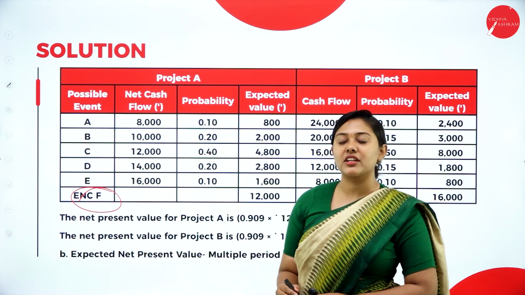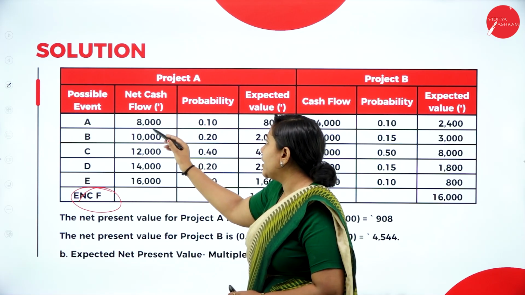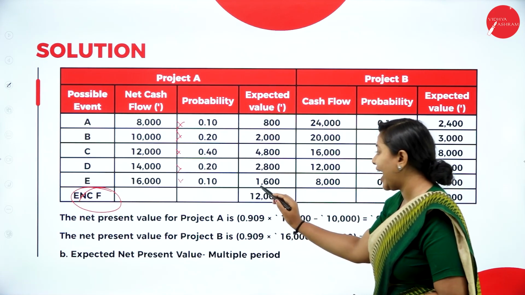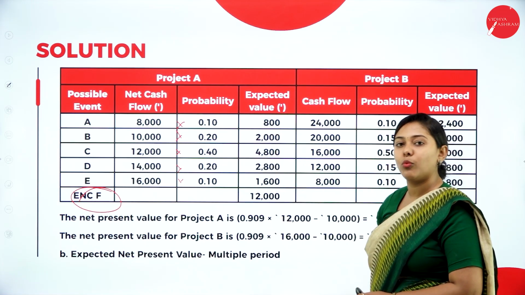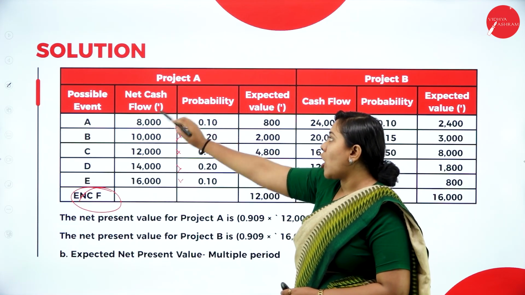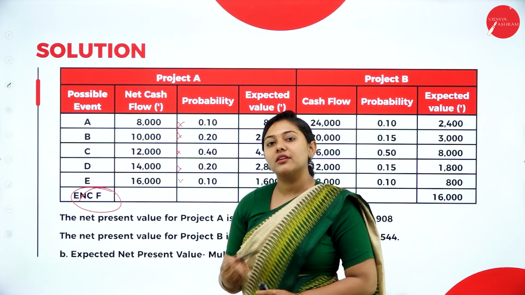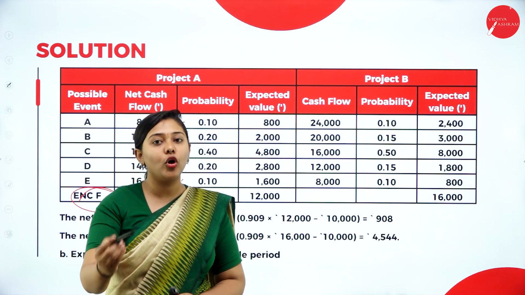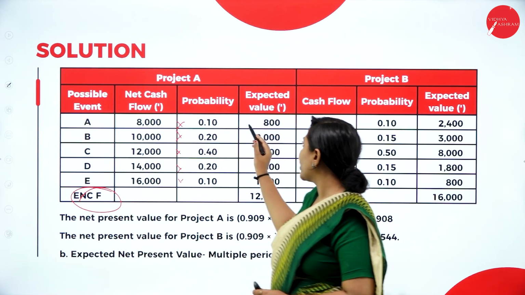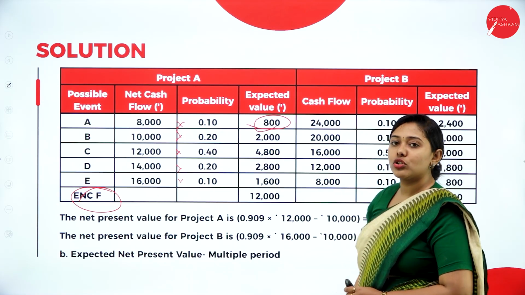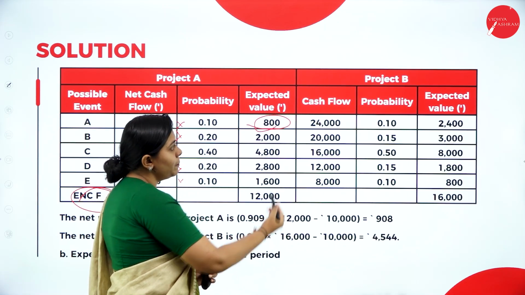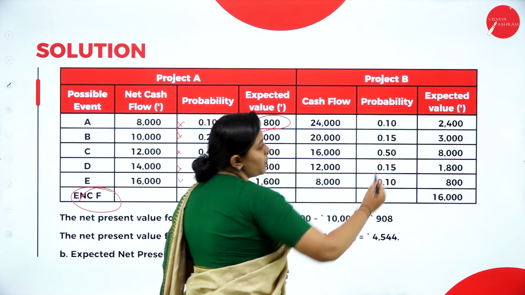So how to find out expected net cash flow? Your net cash flow into probability. So if you do that, you get the expected value, and the summation of expected value is expected net cash flow. I repeat the point. So how do you calculate the expected value? Expected value is equal to net cash flow into your probability. Multiply the probability with the cash flow, you get the value. So the summation of that is what? Expected net cash flow.